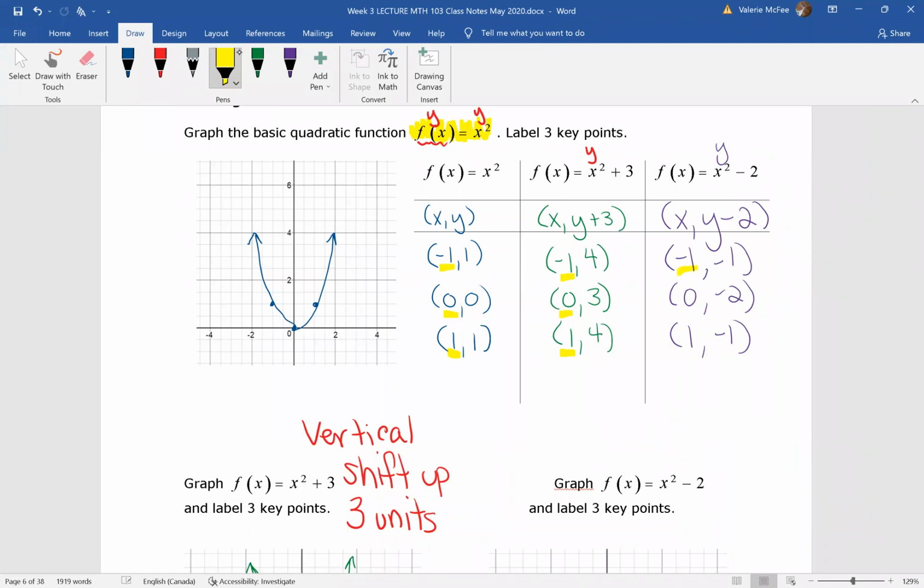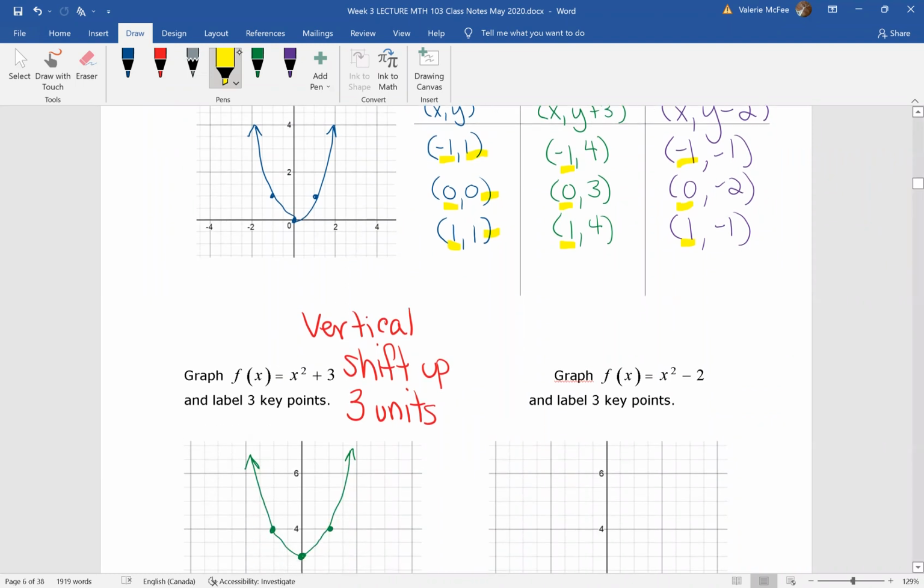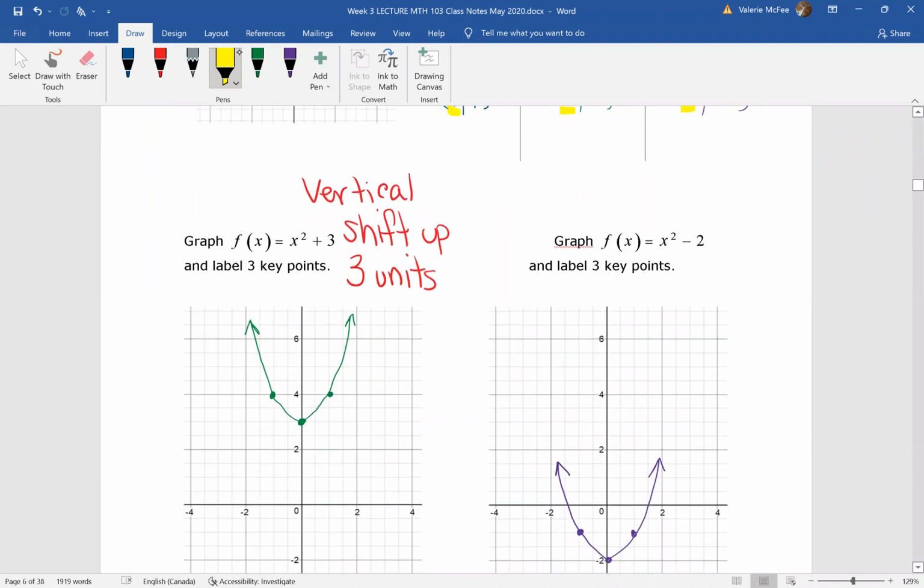Our x values stayed the same, and we subtracted 2 from the basic function y coordinates, and we found our new graph looking like this. I hope you can see that this has shifted down 2 units. It is a vertical shift down.